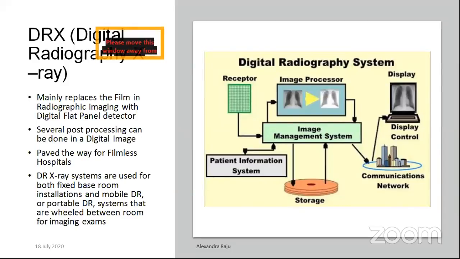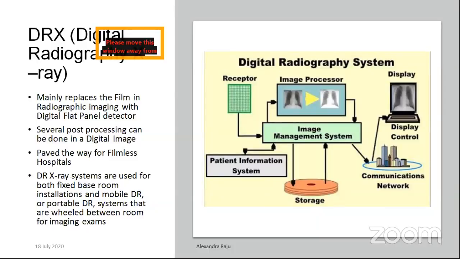The next is digital X-ray, or the digital radiography system, which replaces the cassette system. The image processing is done with the help of... you can see the flow diagram of the digital radiography system, how the image processing is done.